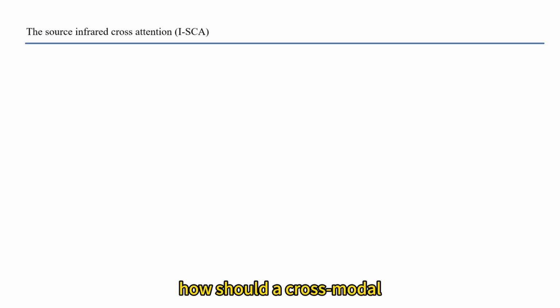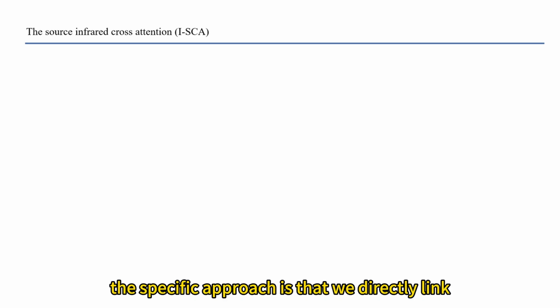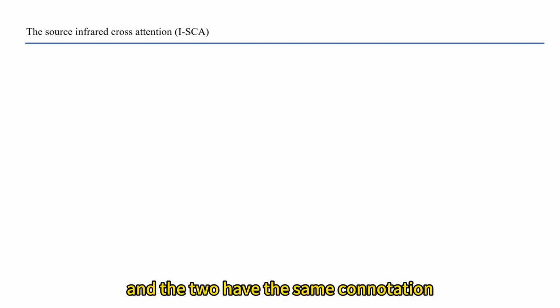So, how should a cross-modal feature interaction module be designed to fully utilize the attention properties of infrared images themselves? The specific approach is that we directly link infrared images with the attention mechanism. Whether it is the attention property of the infrared image itself or the attention mechanism, there are actually different attentions to different parts of the global information, and the two have the same connotation.